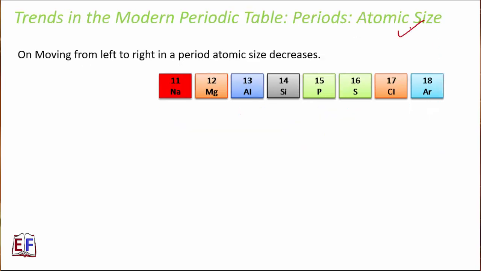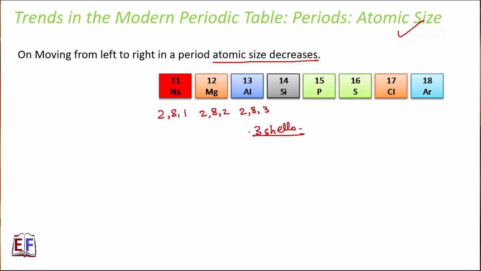Next, atomic size. On moving from left to right, atomic size decreases. Now you may ask why. Why does atomic size decrease? Because if we look at the electronic configuration, what do we see? We see that each of these elements in a period has 3 shells. All the elements have 3 shells, K, L and M. But then why is the atomic size decreasing?